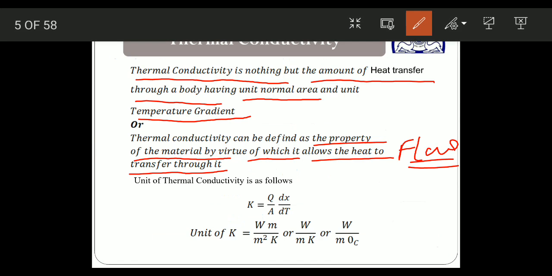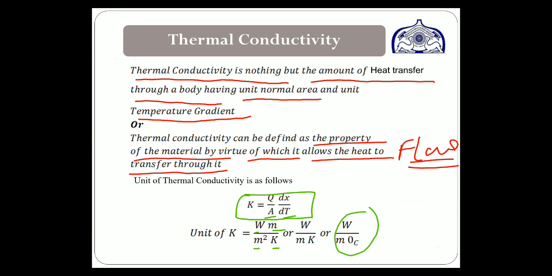That particular body will allow a lesser rate of heat transfer through it. Now let us find the unit of thermal conductivity. We know that K is equal to Q upon A into dx by dt. The unit of Q is watt, the unit of dx is meter, the unit of A is meter square, and the unit of dt is Kelvin. So this can be written as watt per meter Kelvin, since meter gets cancelled, or watt per meter degree Celsius. So this is the unit of thermal conductivity.